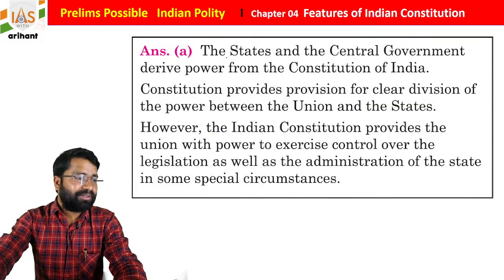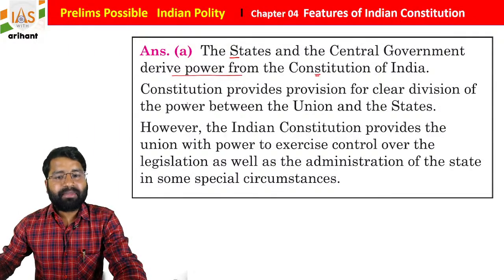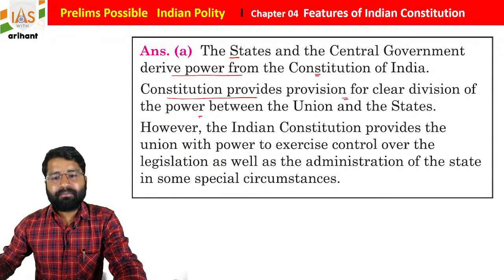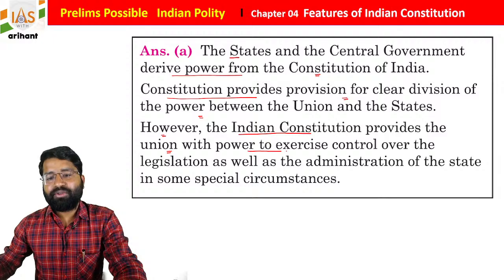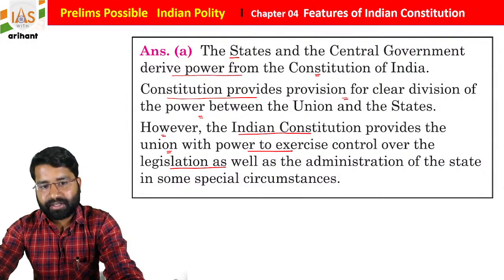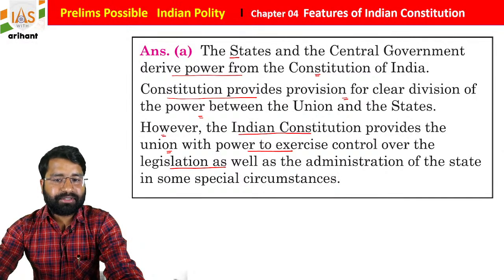Okay, so this is also important to understand. The state and the central government derive power from the Constitution of India. So the Constitution provides for a clear division of power between the Union and the state. However, the Indian Constitution provides the Union with power to exercise control over the legislation as well as administration of the state in some special circumstances, students. Getting it? So this is also important. Just try to remember for the examination.